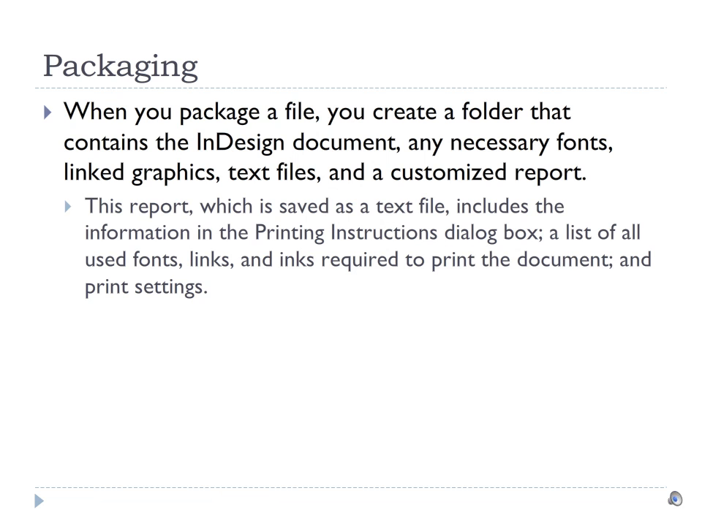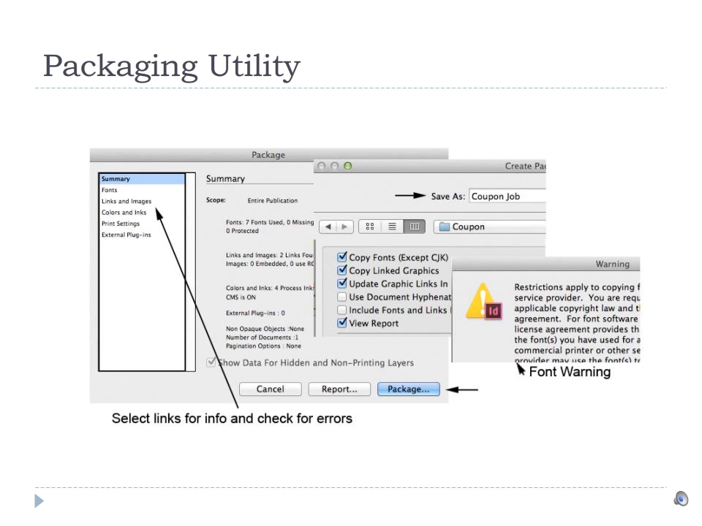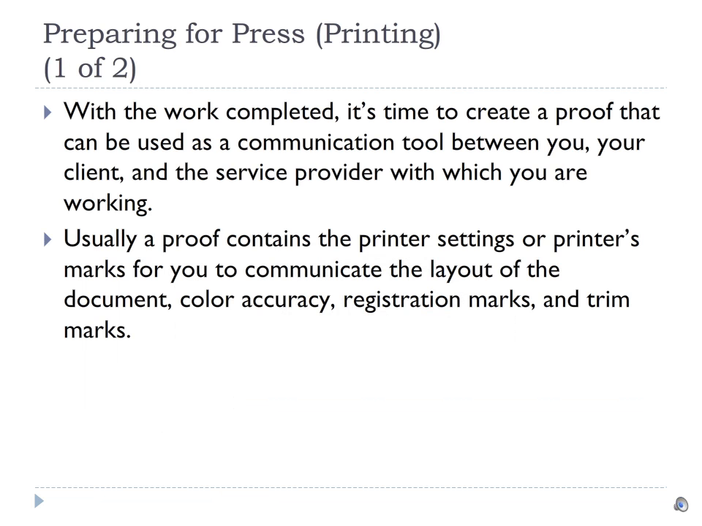When you package a file, you create a folder that contains the InDesign document, any necessary fonts, linked graphics, text files, and a customized report. This report, which is saved as a text file, includes the information in the printing instructions dialog box, a list of all fonts used, links, and inks required to print the document. Here you will see it is giving an error regarding a font. Make sure that your fonts are located and that you have all the information in order. This is also a great place to include your contact information along with any special instructions for the design.